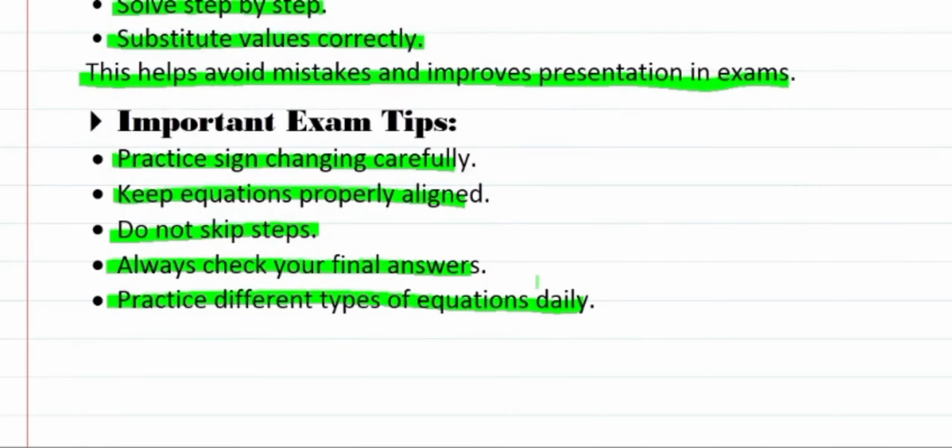In the next lecture, inshallah, we will learn another very important method called the Cramer's rule method, which is very useful for solving simultaneous equations in mathematics.